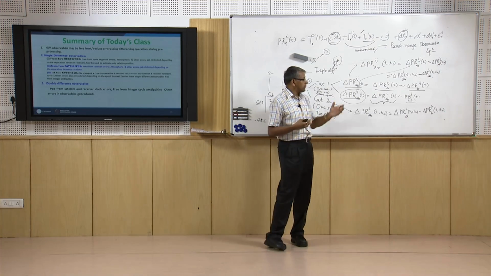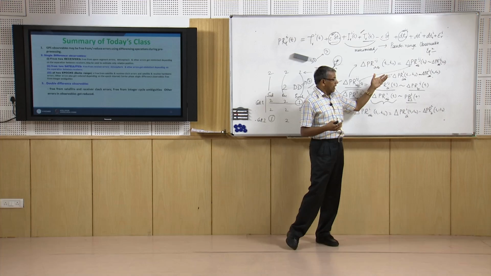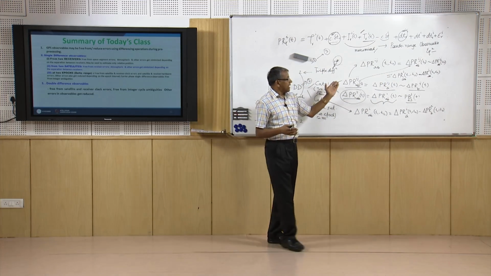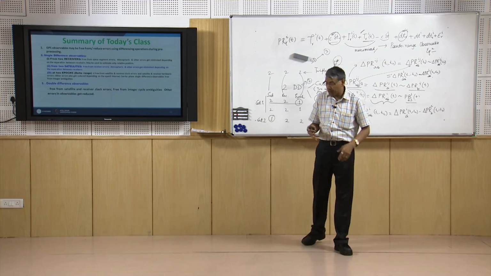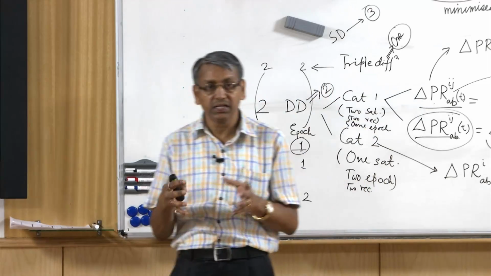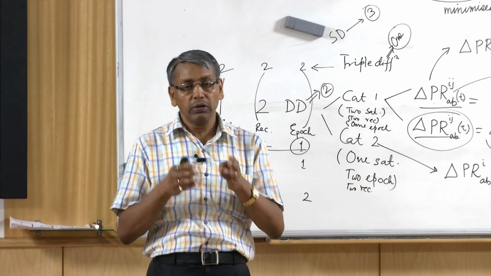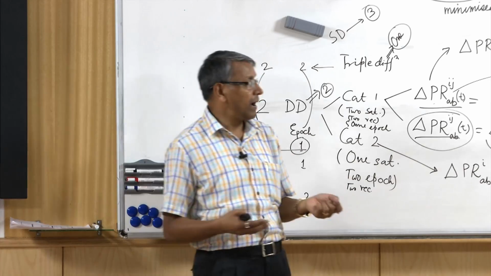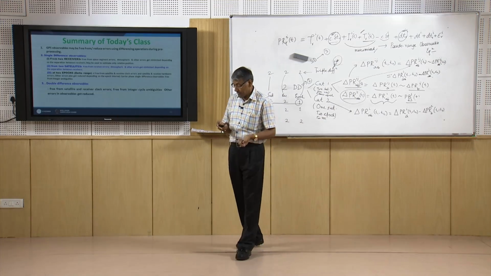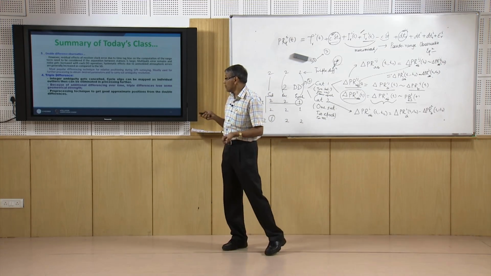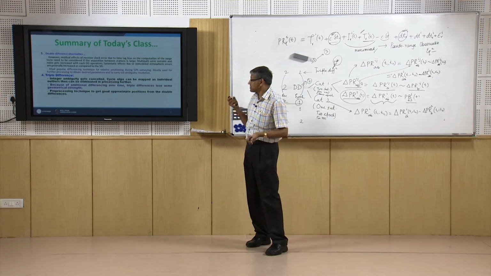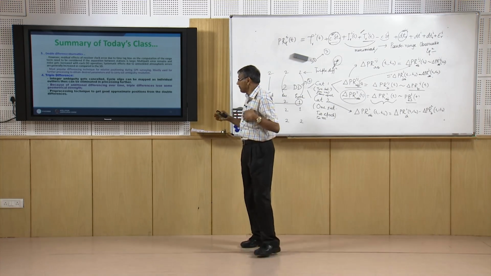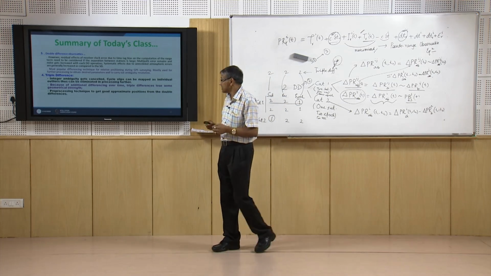Now, triple difference observables are the difference of the double difference observables, and triple difference observables provide us the cycle slips nicely. So, the cycle slip error can be indicated and subsequently removed by triple difference observables. So, triple difference is a very good thing to be done as pre-processing before further processing is to be done.